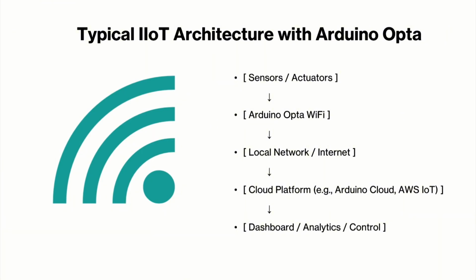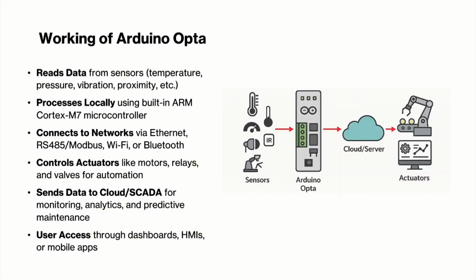This architecture ensures a continuous data flow from the shop floor to the decision makers, creating a closed-loop system that improves operational efficiency. Working of Arduino OPTA. The working of Arduino OPTA can be explained as a continuous loop.